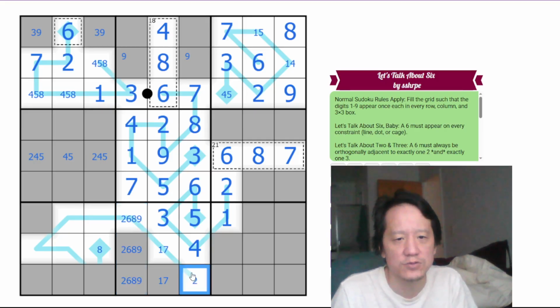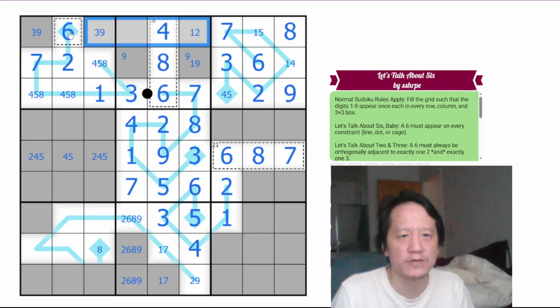This has to be 2 or 9 here. This is 1, 2, or 9. This is 1, 2, or 9. This can't be 2 because of the 2 in the row. This can't be 9 because of the 3, 9 pair. We have 1, 2, and 5 remaining in row 1. This can't be 1 because of the 1 in the row.